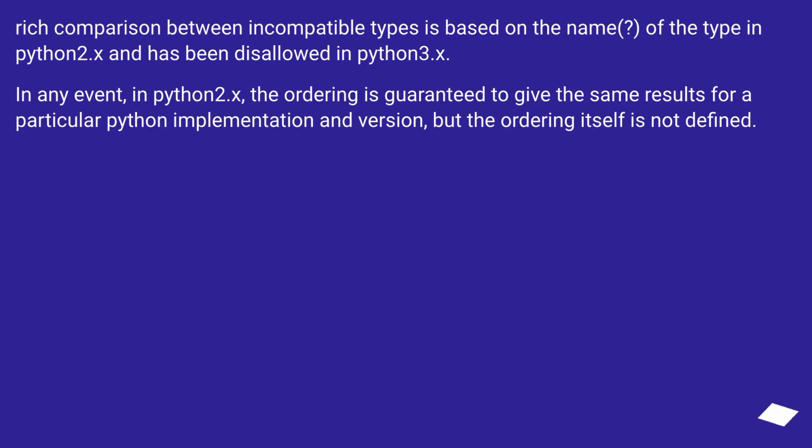Rich comparison between incompatible types is based on the name of the type in Python 2.x and has been disallowed in Python 3.x. In any event, in Python 2.x, the ordering is guaranteed to give the same results for a particular Python implementation and version, but the ordering itself is not defined.